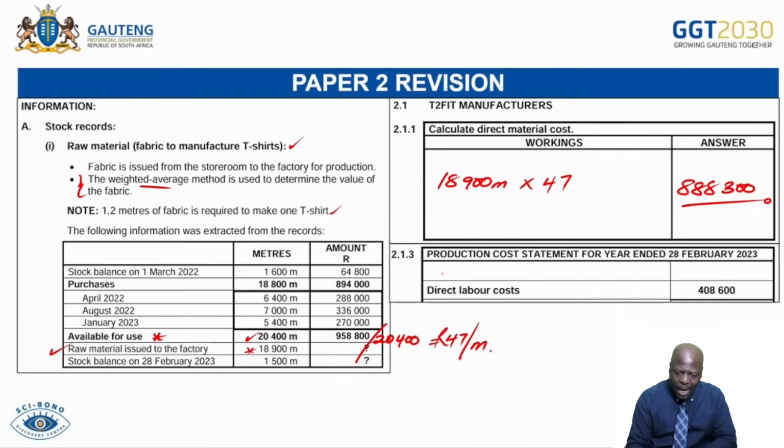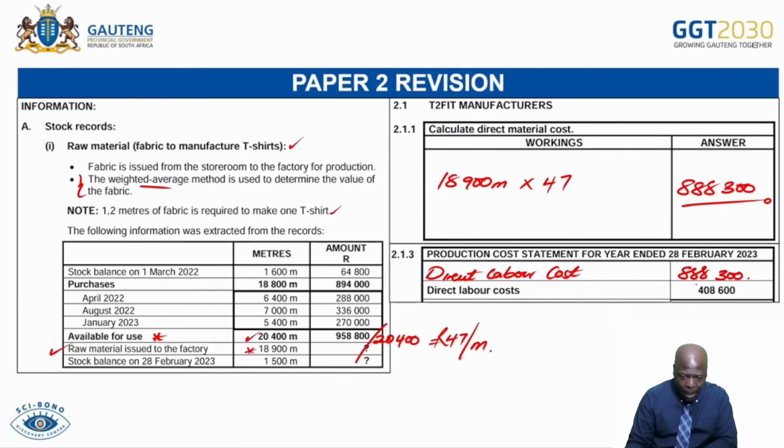And then when we come down in the production cost statement, you're now going to have your direct material cost. And your direct material cost is now the 888,300. Okay, so that then gives you your total direct cost or your prime cost.